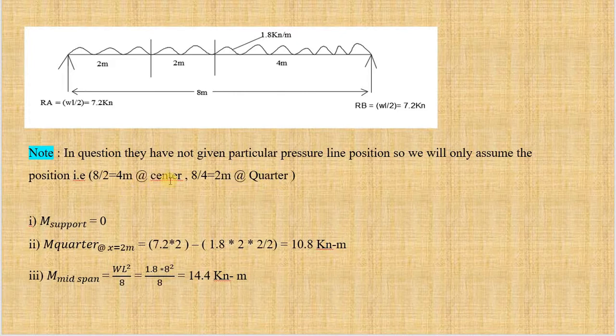Exactly at the center means, what is the total length of the beam? It is 8 meter. 8 by 2 will be 4 meter. This is exactly at the center. That is one position I have selected. The other position is 8 by 4 for quarter; that is a standard formula. If we want a quarter location, L by 4 will give you 2 meter from the left support, from here to here it is 2 meter. Exactly at this position, what is the value I should find out.